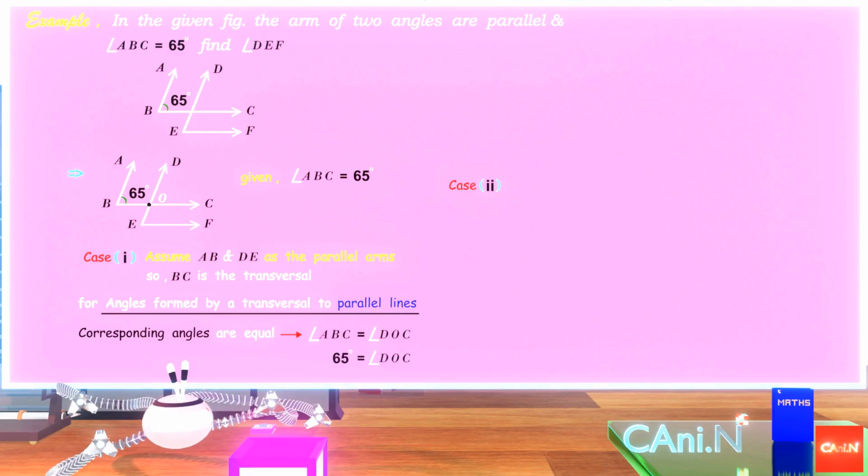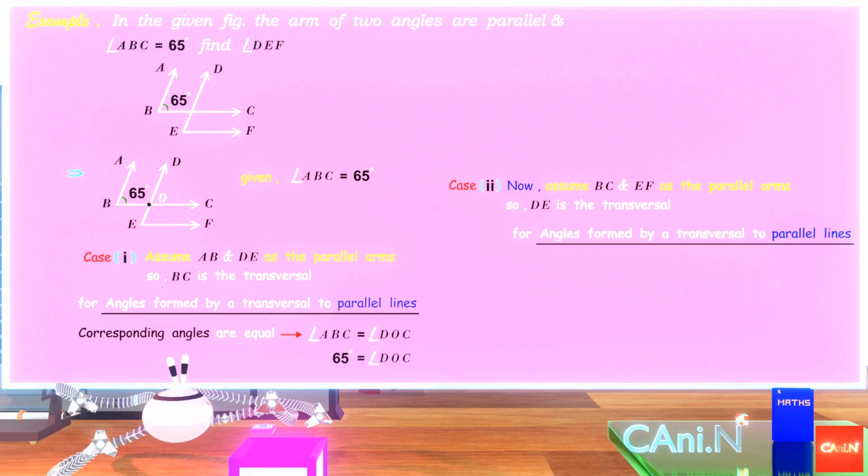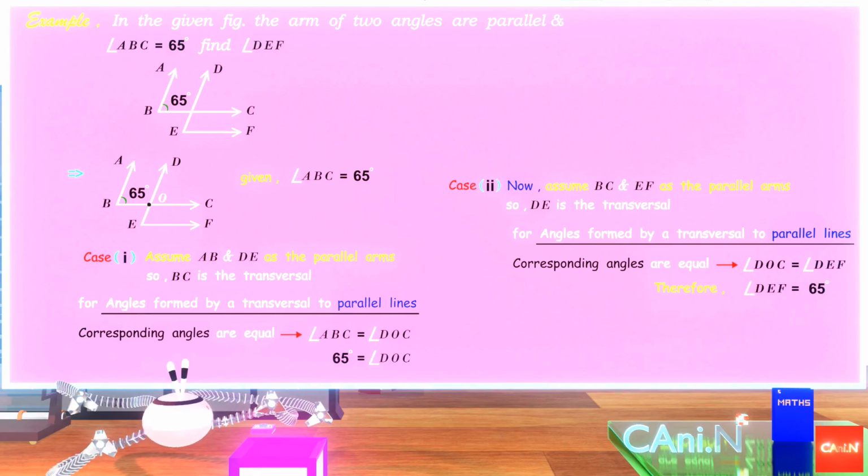Case 2. Now assume BC and EF as the parallel arms. So, DE is the transversal in this case. For angles formed by a transversal to parallel lines, corresponding angles are equal, that is, angle DOC equals angle DEF. Therefore, angle DEF equals 65 degrees.